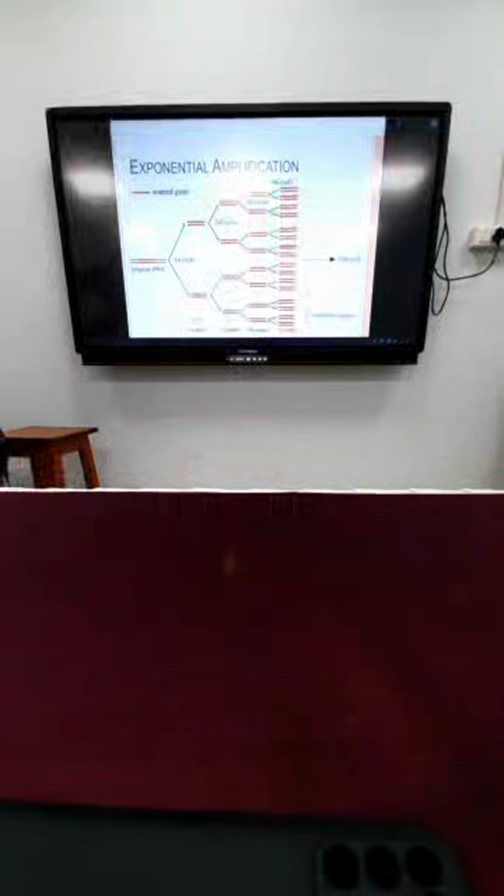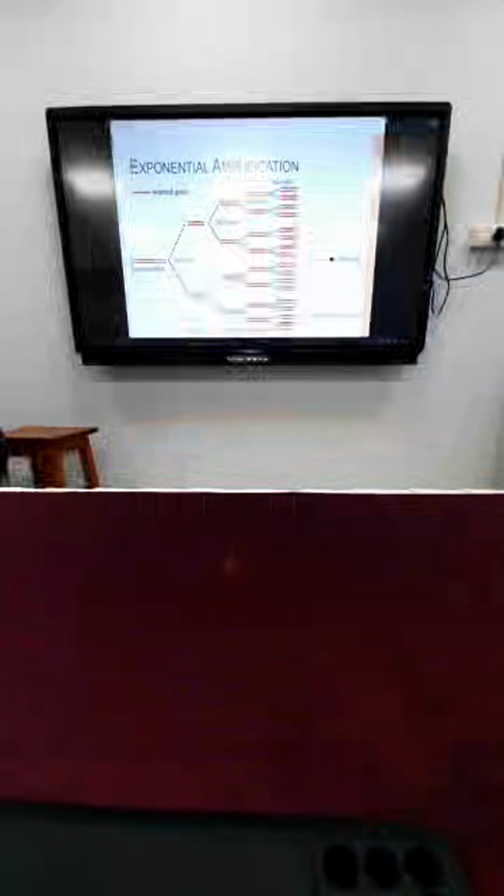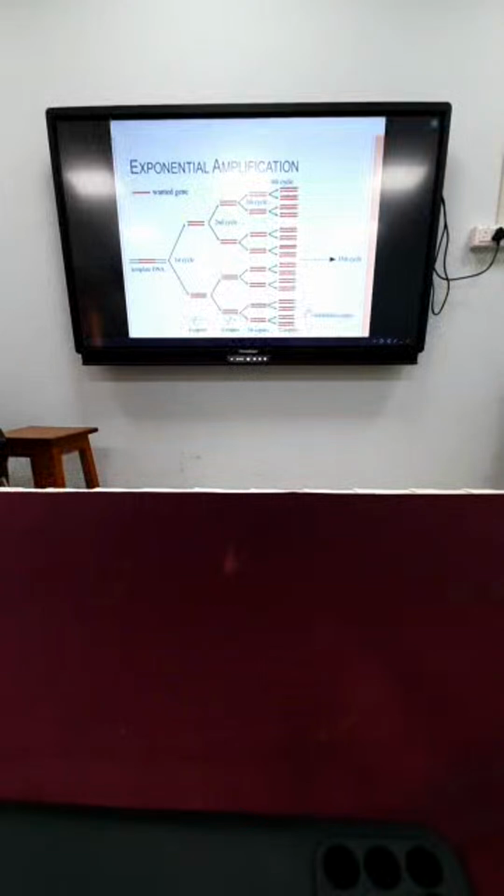When I want to amplify, it doubles. So ultimately 2 and 4 copies: 2 to the power 2, 2 to the power 3, then 16, 32. So after 30 or 40 cycles, within 1 to 2 hours, it will give millions of DNA sequences, billions of copies will be formed. So finally you can identify the problems or the changes.